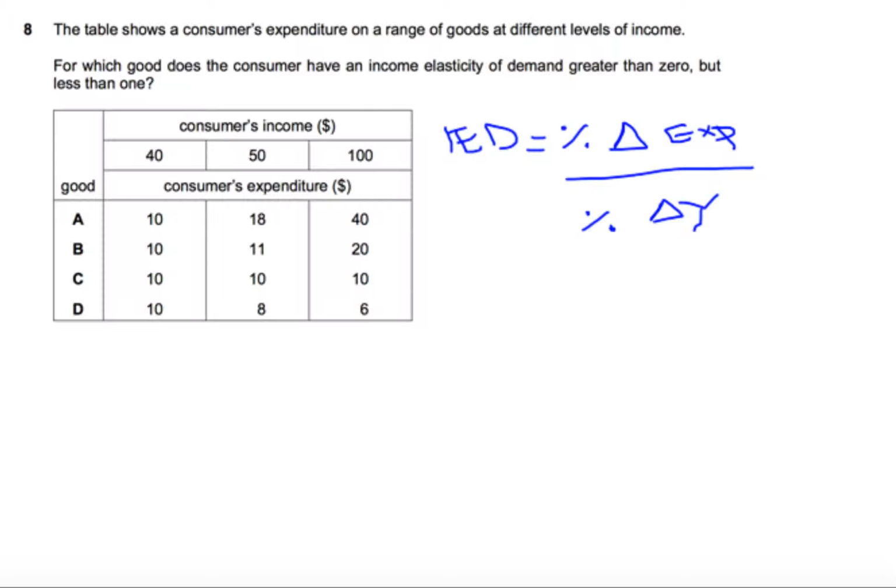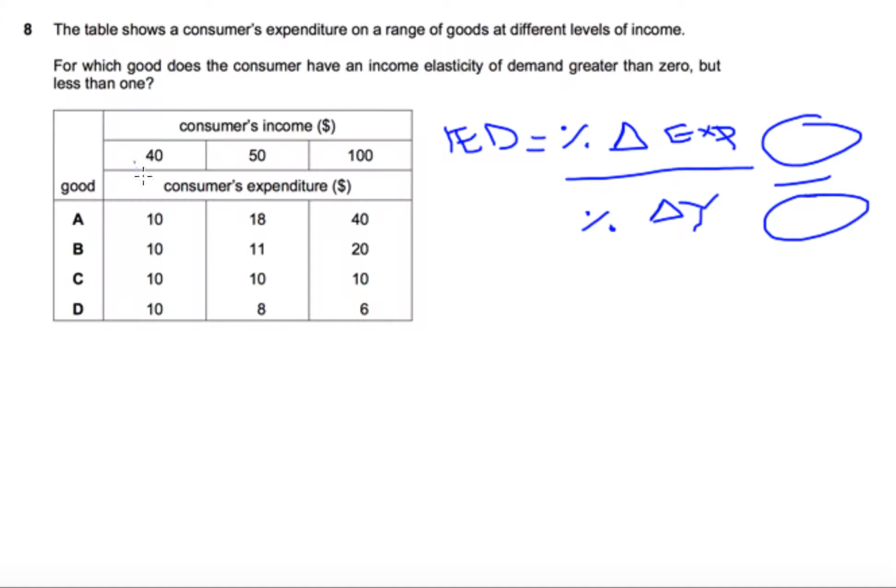So we have been told that the income elasticity of demand is greater than 0 but less than 1. Greater than 0 means that it can't be negative, and less than 1 means that this is inelastic. So the numerator has to be smaller than the denominator, because if the numerator is larger than the denominator, then the resulting answer would be greater than 1. But we need it to be less than 1, so the value in the numerator has to be less than the value in the denominator. So now let's look at these options.